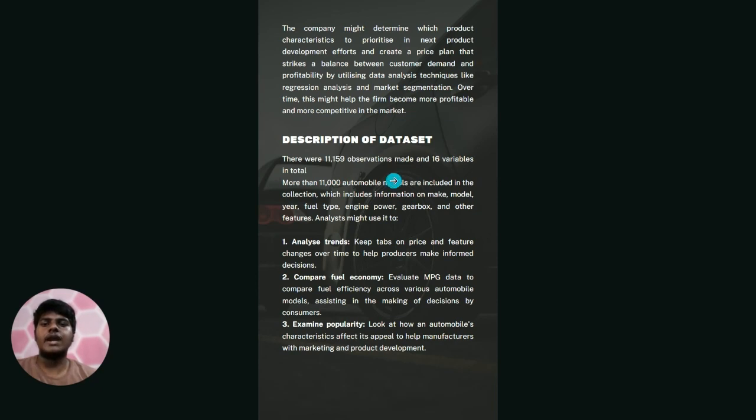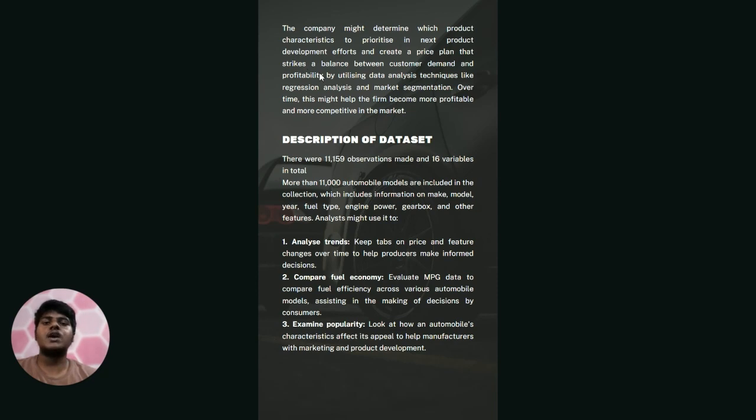Moving on to the dataset description, the dataset consists of 11,159 records and includes 16 different variables. It covers over 11,000 car models, containing details such as make, model, year, fuel type, engine power, gearbox, and other relevant features. Analysts can utilize this dataset to analyze trends, monitoring price and feature fluctuations over time to aid producers in making well-informed decisions.